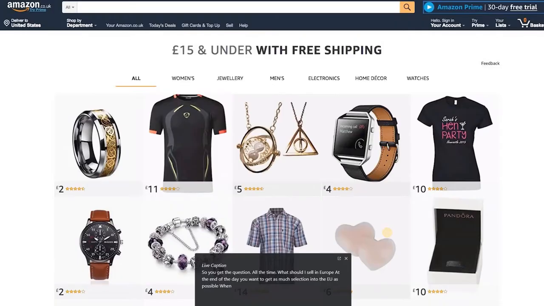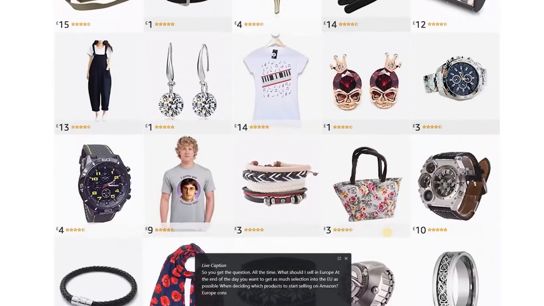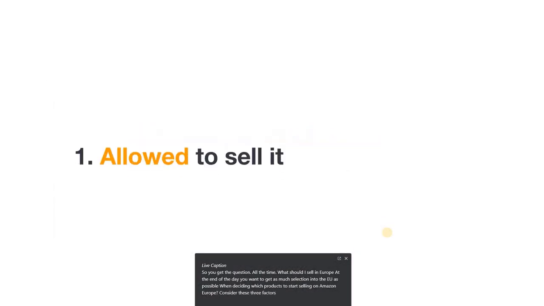So I get the question all the time, what should I sell in Europe? At the end of the day, you want to get as much selection into the EU as possible. When deciding which products to start selling on Amazon Europe, consider these 3 factors. Make sure you're allowed to sell the product. So the Solution Provider Network has a variety of providers available that can help you navigate through things like compliance and any other regulatory issues that might arise.